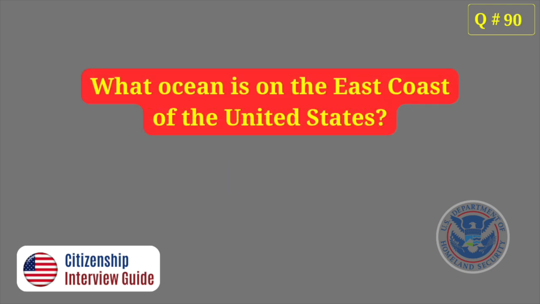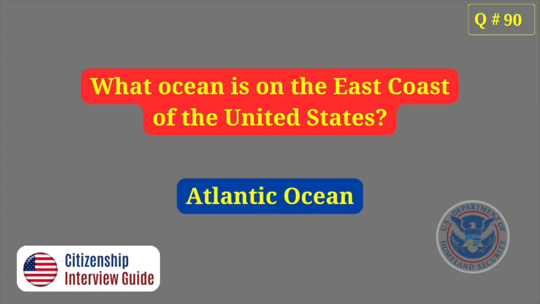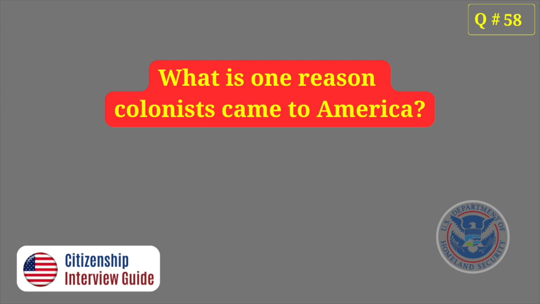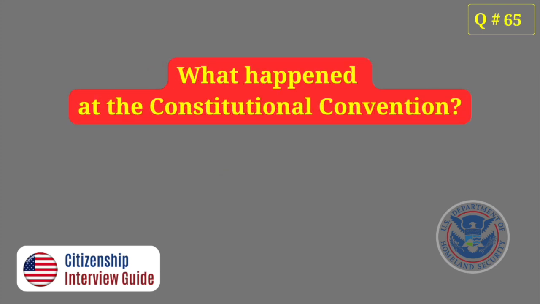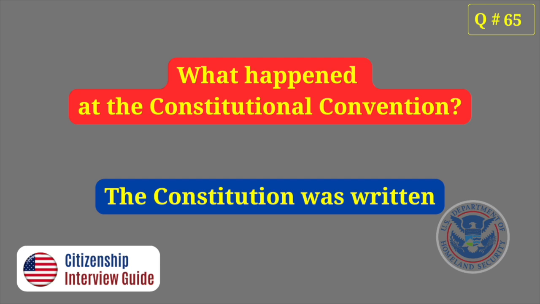What ocean is on the east coast of the United States? Atlantic Ocean. What is one reason colonists came to America? Freedom. What happened at the Constitutional Convention? The Constitution was written.